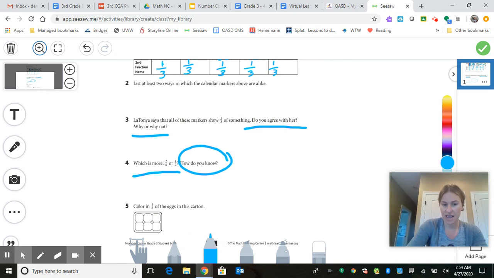And then here's that other egg example. So let's color 1/3 of the eggs in this carton. And again, it seems silly, but if you have an empty carton, play around with fractions, make those equal parts within it to see all the different ways that you can make fractions.